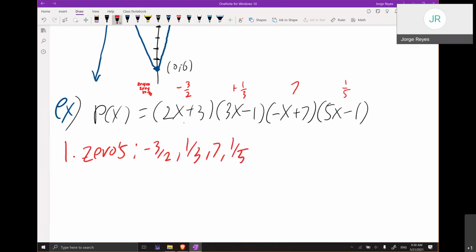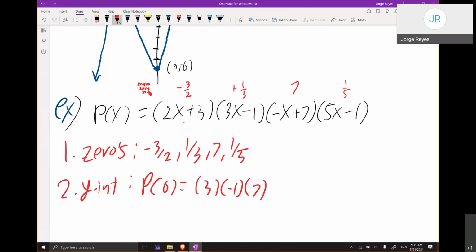All right, step 2, y-intercept. Okay, so what happens when I plug in 0? I'm gonna get 3 times -1 times 7 times -1, so I'm gonna get 21. So the y-intercept is 21. Okay. And then leading term test, right? I need to do the leading term test to get end behavior.